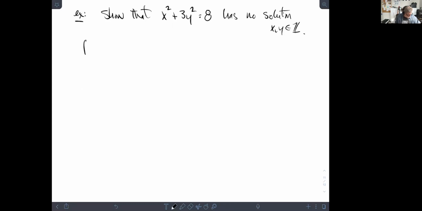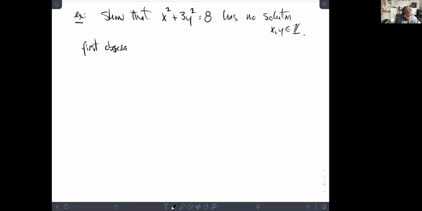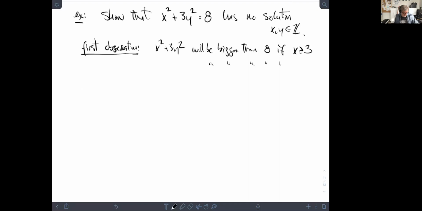Okay, so first observation. What I'm doing here is not the proof, it's my scratch paper, right? First observation: x squared plus 3y squared will be bigger than 8 if, let's say, x is 3, then for sure that's over, right? If x is bigger or equal to 3, and it will be bigger than 8 if y is greater or equal to 2. So the minute one of these two guys is, and not even so big, you can forget about all those values. Okay, that's the first observation.